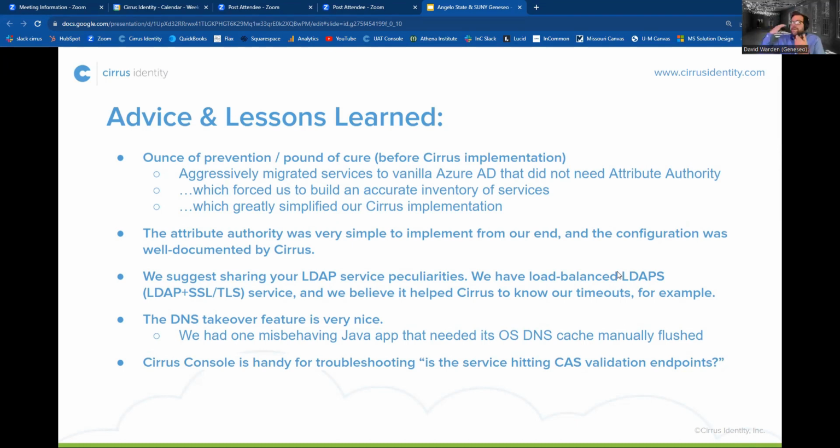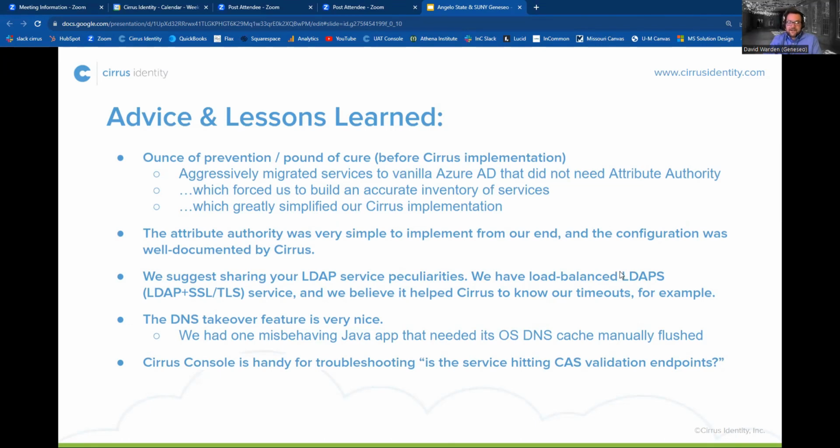Thank you, Jack. Some of these might sound like a repeat, but if we had to give any advice or talk about what we learned, I really think that the effort we spent before our Cirrus implementation, moving as many services as we could to straight vanilla Azure AD SAML, really helped a lot for these reasons listed. It forced us to do that inventory work, and it reduced the amount of Cirrus testing that we needed to do.